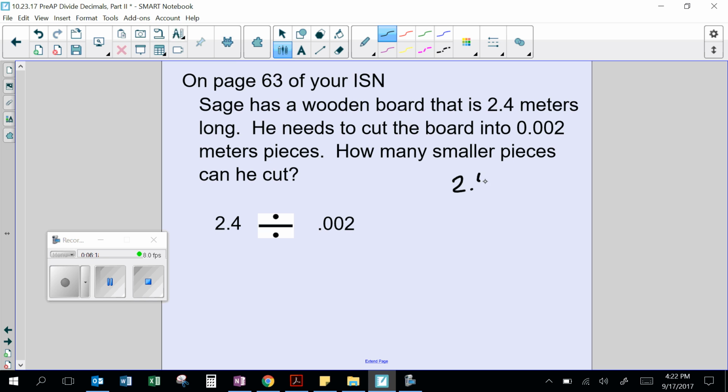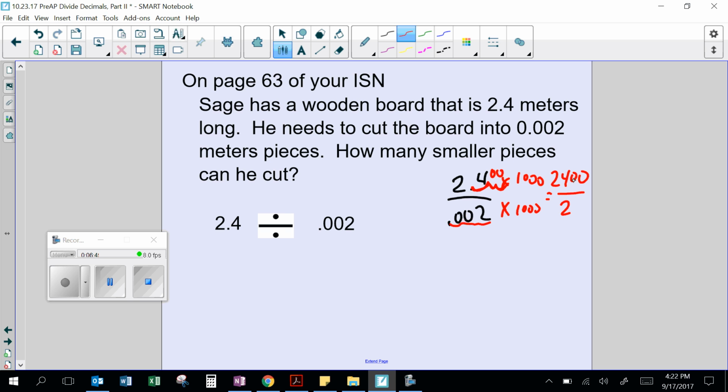Let's write this as a fraction. What power of 10 should I multiply by? This is in the thousands place, so I'm going to multiply by 1,000. So that would be 2,400. If I multiply this by 1,000, 1, 2, 3, so affix 2 zeros.